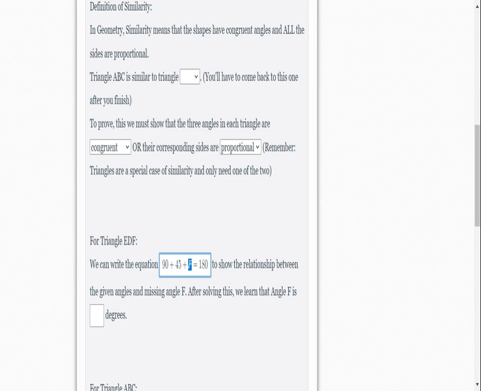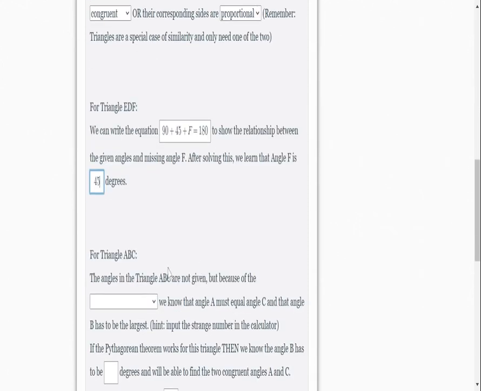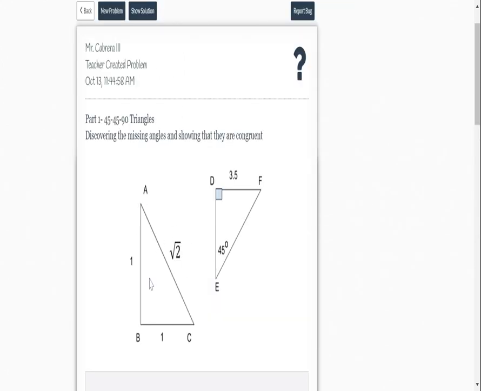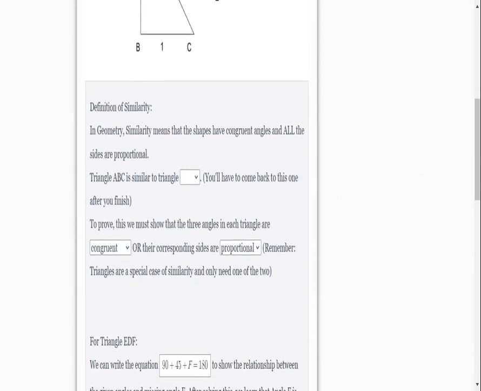After solving this, we learn that F is also 45 degrees, because 45 plus 45 makes 90, and 90 plus 90 makes 180. Now we're going to look at the other triangle. How do we figure out the angles if there's none that are given? Okay, so this is kind of crazy here.